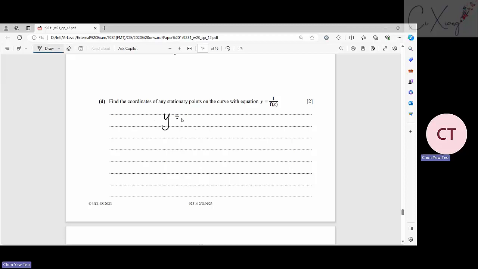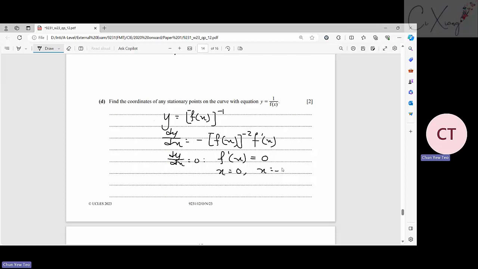We just let y equal to f(x) to the power of -1. When you write dy/dx, it will be negative f(x) to the power of -2 times f prime. In order to get dy/dx equal to 0, your f prime x must equal to 0. So just now we know that f prime x equal to 0 means we have x equal to 0 and x equal to -2. But f(0) does not exist, so therefore this one is ignored.